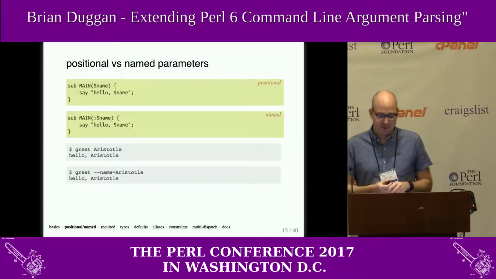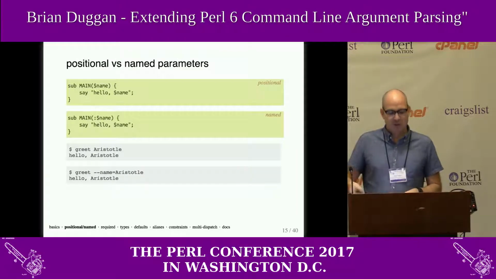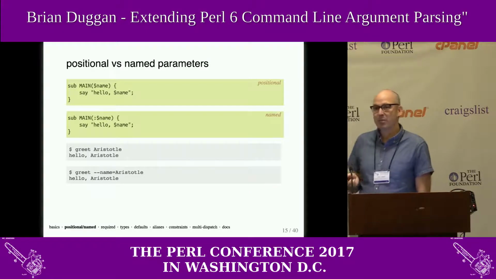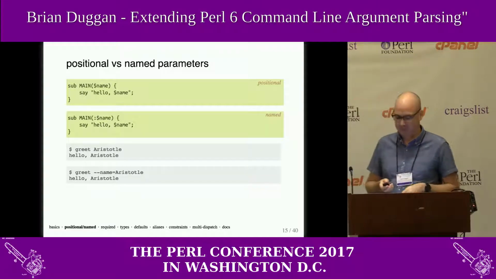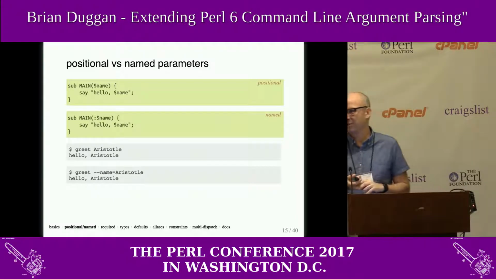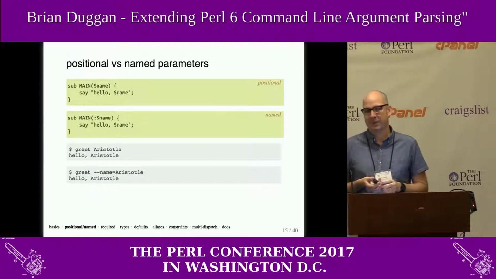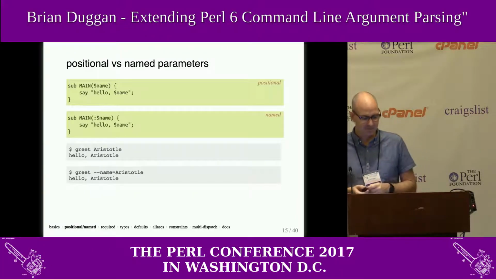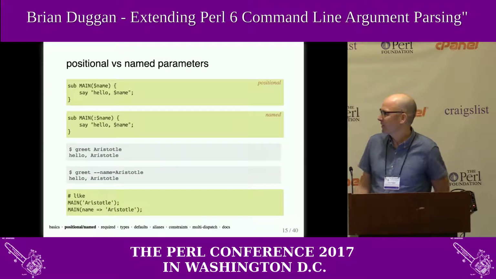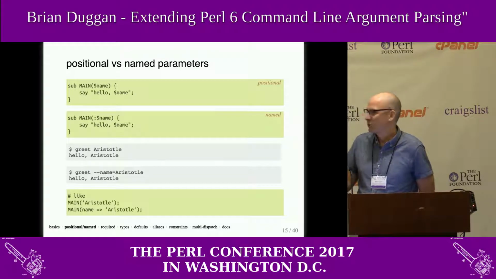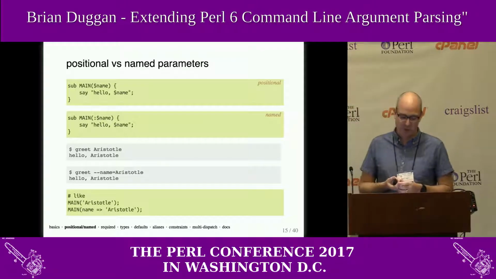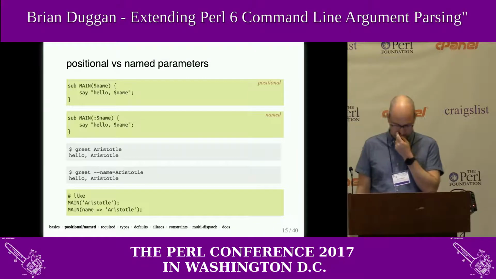Okay, so positional versus named parameters. The one on the top is positional, and then to have a named parameter in Perl 6, you put a colon in front of it, and this automatically turns an argument with dashes into a named argument to main. So these two command line invocations are similar to calling main, one with a positional argument and one with a named argument.